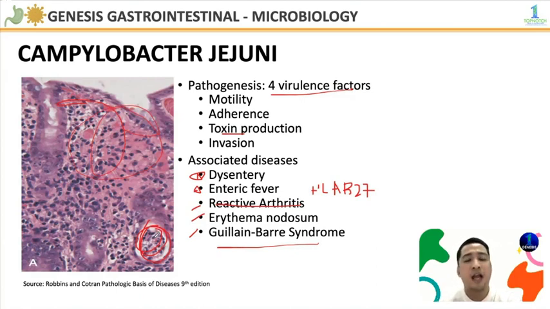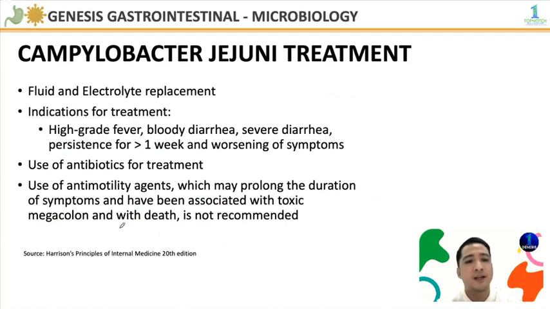So that is for Campylobacter jejuni infection. The mode of treatment is fluid and electrolyte replacement. Indications for antibiotic treatment are high-grade fever, bloody diarrhea, severe diarrhea persisting for greater than a week, or worsening of signs and symptoms. As for Vibrio cholerae, you can use oral tetracyclines to shorten the duration of the disease. The use of antibiotics is also recommended for treatment.